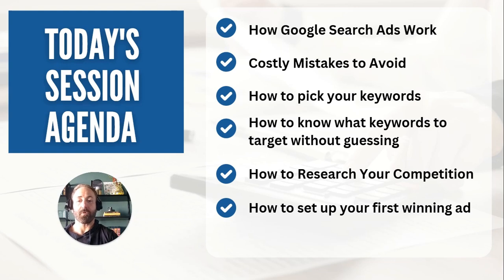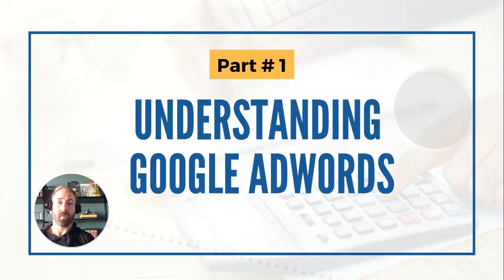So in this training, I'm going to show you how Google Ads work, costly mistakes to avoid, how to pick the right keywords, how to know what keywords to target without any guessing, how to research your competition, and how to set up your first winning ad. Now, maybe you've run ads before or you understand Google AdWords, but we're just going to start from the beginning so we don't skip any steps, and so that I can give my perspective on Google AdWords as a real estate professional and go through everything from beginning to end so that nothing is left out for you.